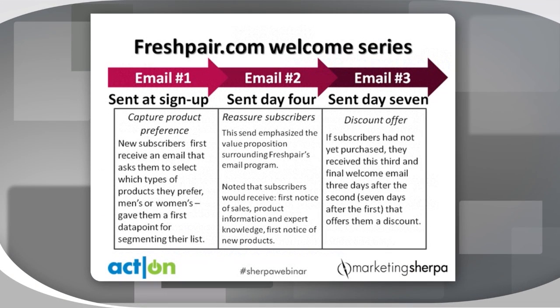In the first email that was sent at sign up, new subscribers were asked to give a simple piece of information, just what they needed to get started, which was, are you interested in men's products or women's clothing? Then 4 days later, it was about emphasizing the value of receiving those emails to reassure the subscriber that they'd made a good decision in signing up for the program. They told them they would know about what sales and new products were coming up, as well as getting product information. And the third and final email was a discount offer that encouraged subscribers to make a purchase with the discount, and that way they could gather behavioral information and segment from there.